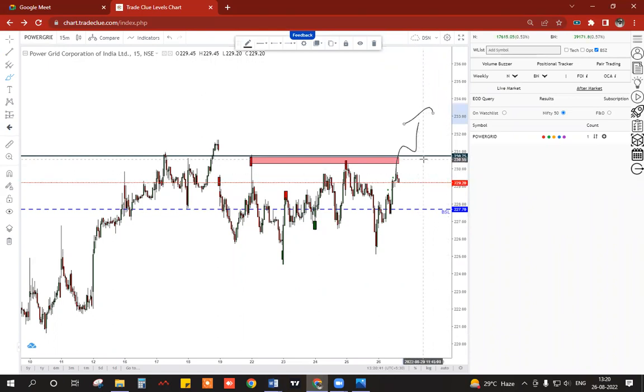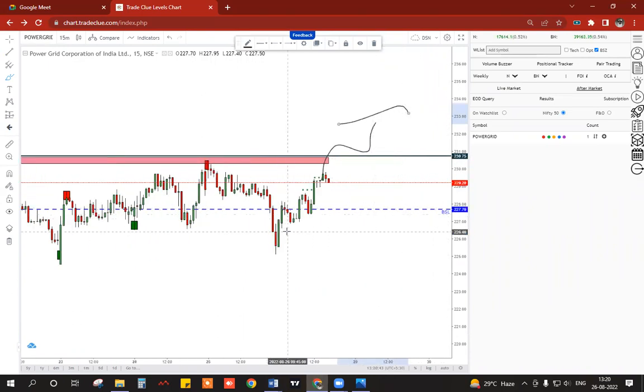So Power Grid we had at 230.75. Today the stock opened somewhere around 9:15. Okay, so today it's opened somewhere around here. Now see, understand the stock has opened around 226, 227. It will travel all the way till 231, and then later it will give me a breakout.